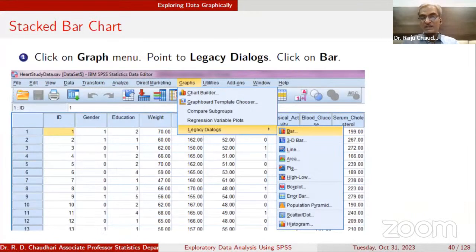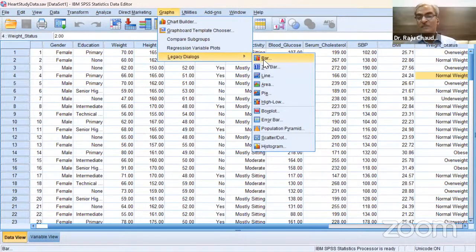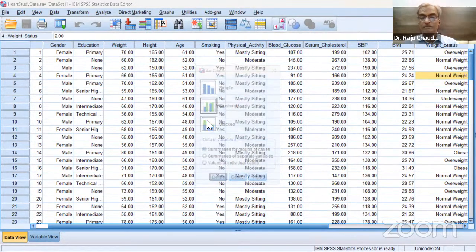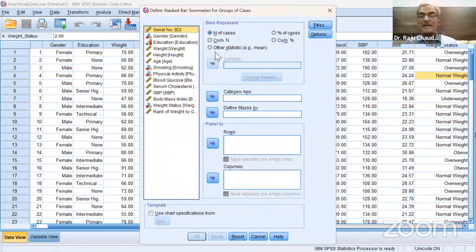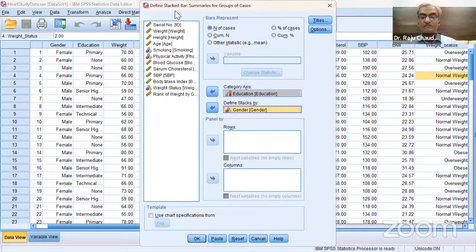cluster bar chart. Similarly, you can create a stack bar chart. Go to legacy, bar, and instead of cluster, just select stack bar. Again select education level and stack by gender. Then click OK here.